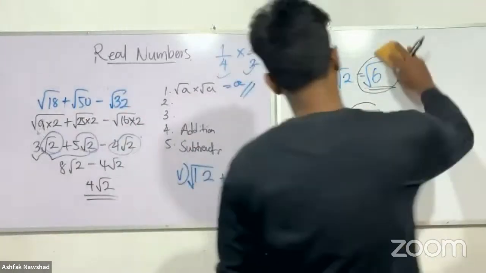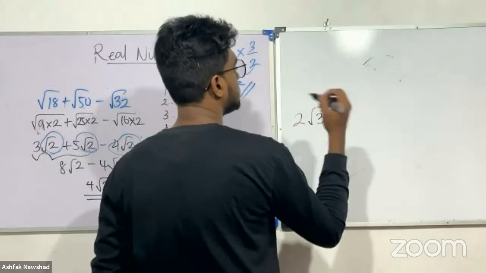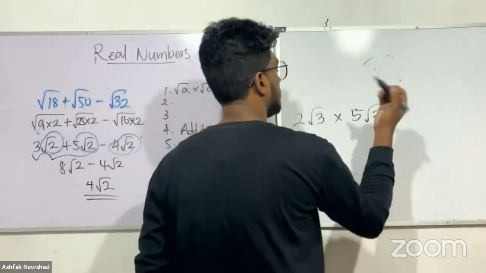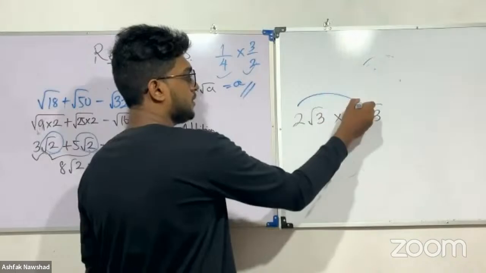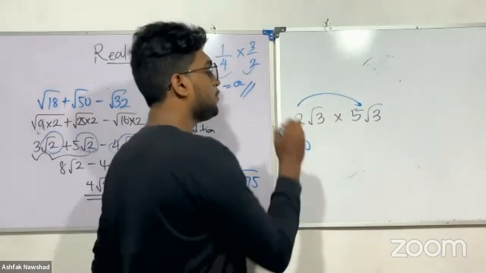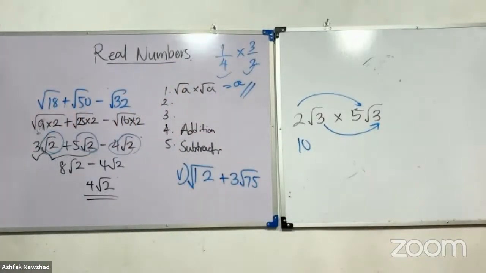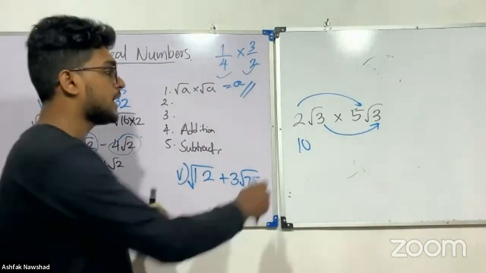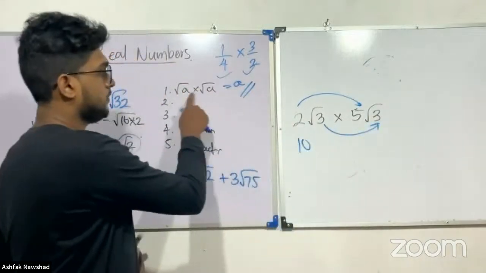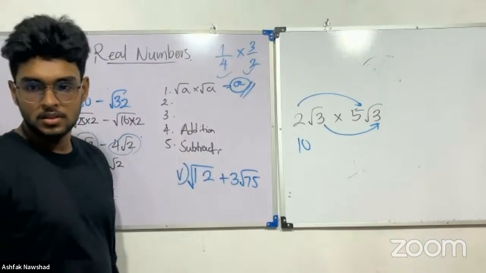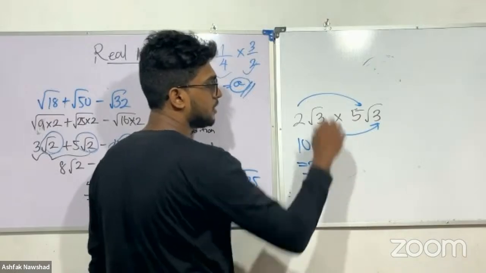Good. So, there can be some questions like this. 2 root 3 times 5 root 3. Here it's going to be a bit of a problem. See, 2 times 5 is 10. Now you very well know what is root 3 times root 3. What is root 3 times root 3? Yeah, you can write it as root 9, or else we know if we multiply the same number, the root gets removed. So it's just 3. 10 times 3. The answer is 30.